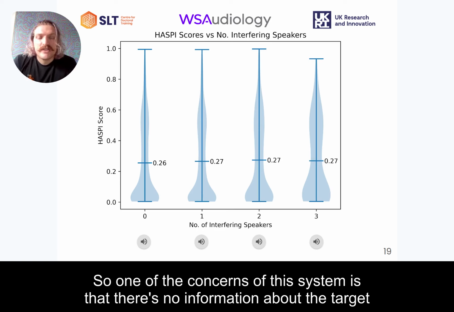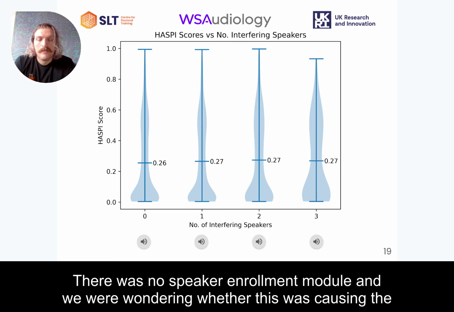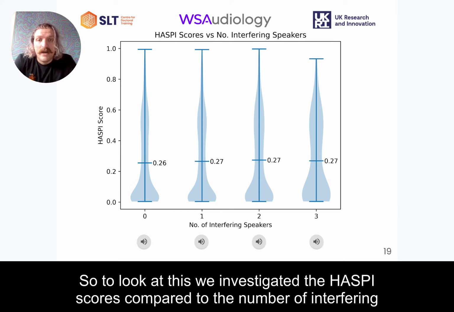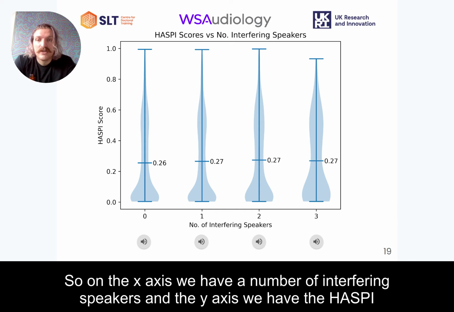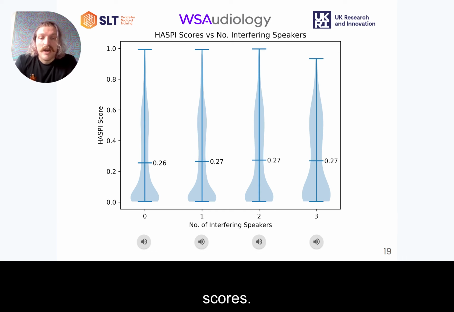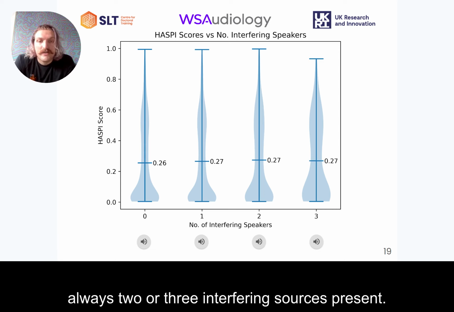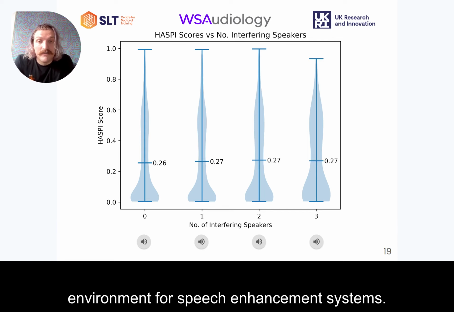One of the concerns with this system is that there was no information about the target speaker. There was no speaker enrollment module. And we were wondering whether this was causing the system to not perform as well as it possibly should have. So to look at this, we investigated the HASPI scores compared to the number of interfering speakers. On the x-axis, we have the number of interfering speakers, and on the y-axis, we have the HASPI scores. Of course, when there are no interfering speakers, there are still other sources. There are always 2 or 3 interfering sources present. This is just looking at how many of them were speech sources, because this is quite a challenging environment for speech enhancement systems.